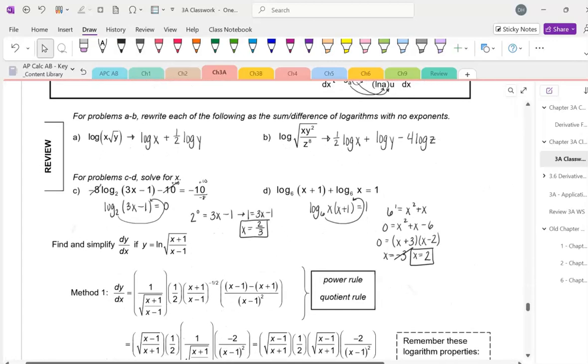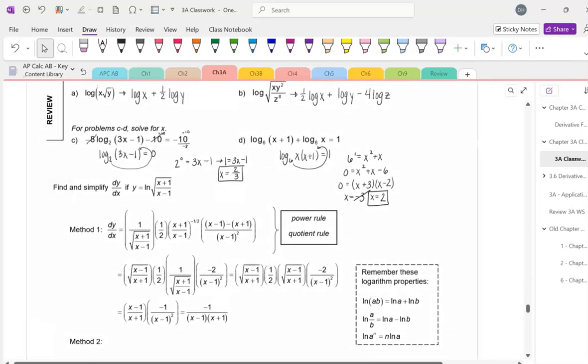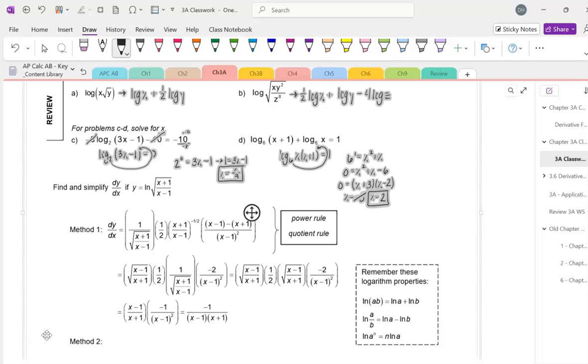From here, we have the very first problem, and so all of the log rules that we've ever done really come into play right here. It says find and simplify dy over dx. And they went through a really long thing. They did 1 over a rewrite multiplied by the derivative of what's next to natural log, which is this huge square root x plus 1 divided by x minus 1. Went through that, used power rule and quotient rule, simplified everything, and then ended up with negative 1 divided by x minus 1 times x plus 1.